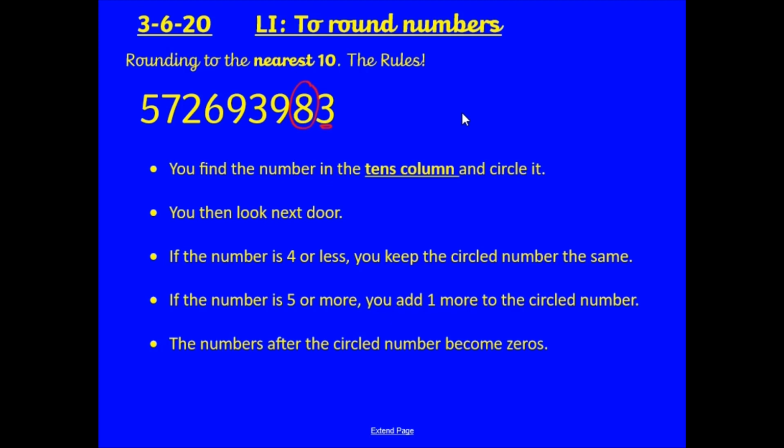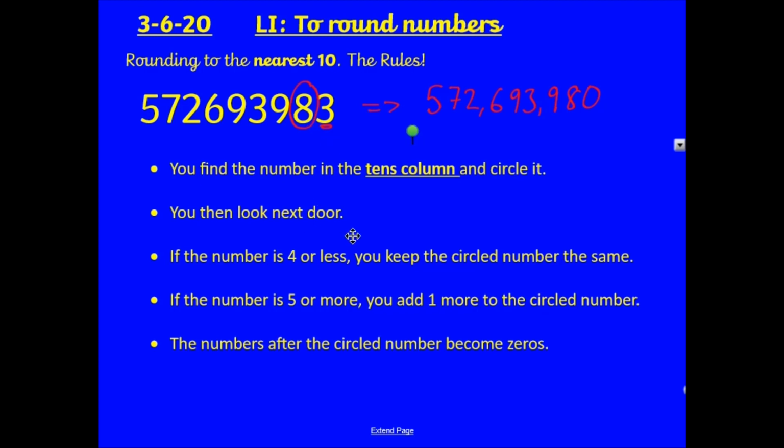And again, if the number is 4 or less, the circled number stays the same. And if it's 5 or more, I add 1 more. Well, it's 3, which is 4 or less, so it's this one here. That means that this number will stay the same, and this will become a 0. So therefore, this will become 572,693,980. So this is the number rounded to the nearest 10. The rules don't change no matter how big the number is. So let's have a little look at the next question.